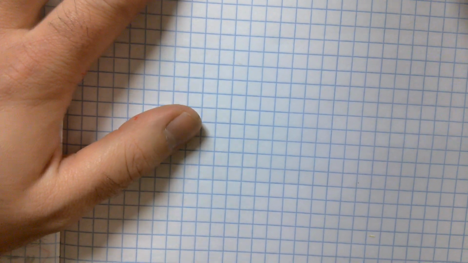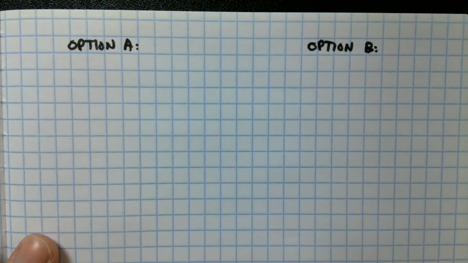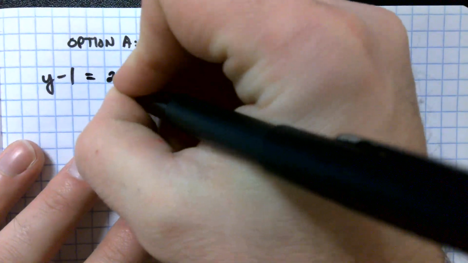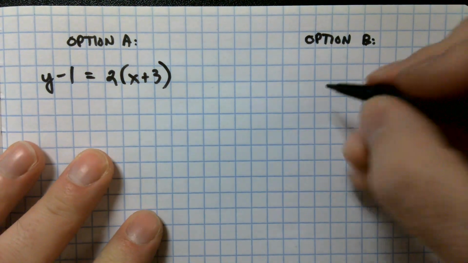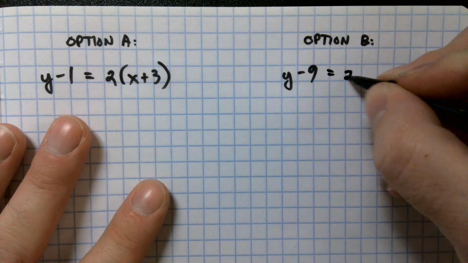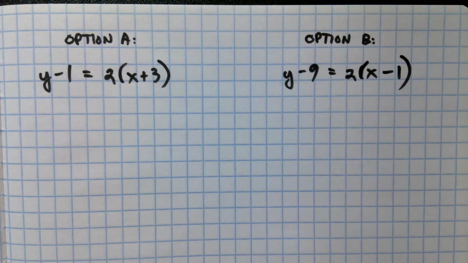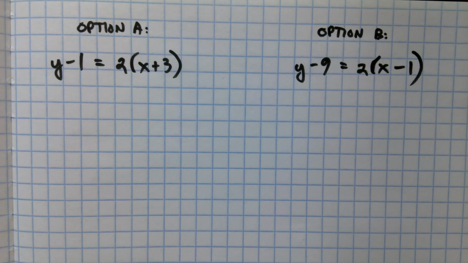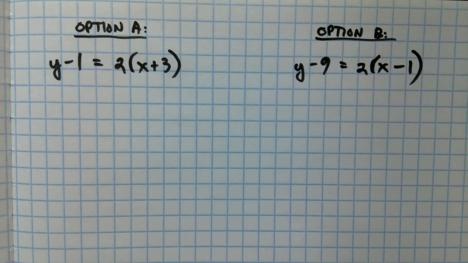Let's do a little experiment here. Option A was the equation y minus 1 equals 2 times x plus 3. Option B was y minus 9 equals 2 times x minus 1. This is going to be kind of like a magic trick. Okay, I've got option A on the left, option B on the right.